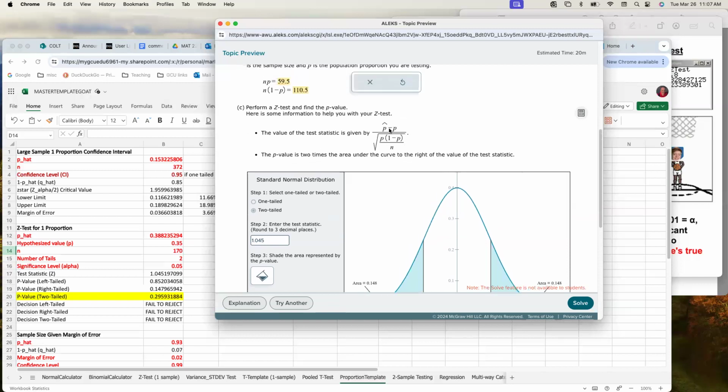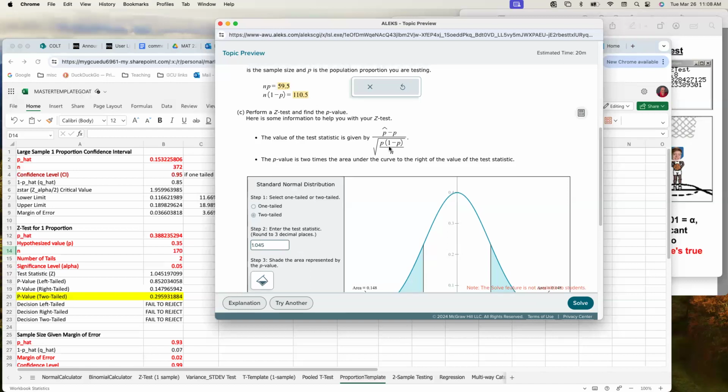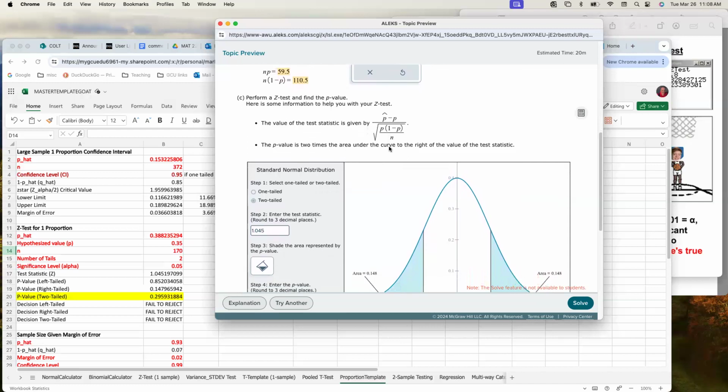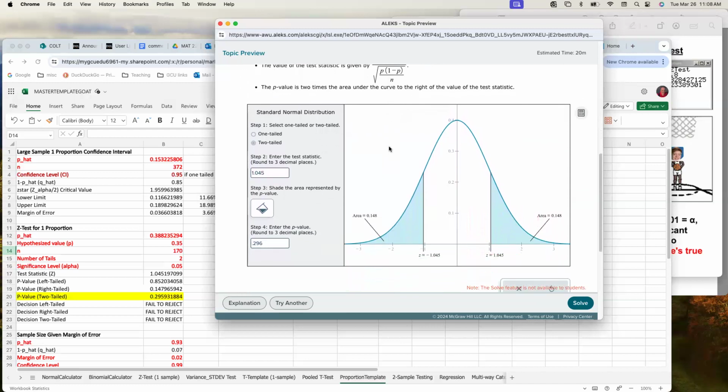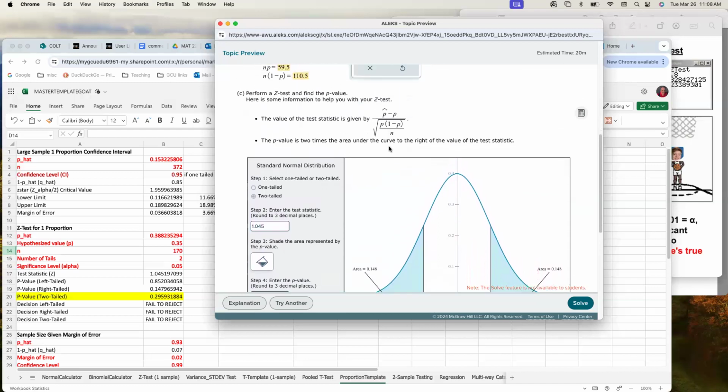So the idea is the bigger the discrepancy between what we hypothesize and what we actually got with our data, the bigger the z statistic can get. And all this does is basically account for the variation that goes on here. But the idea is that we make a decision based on that data.